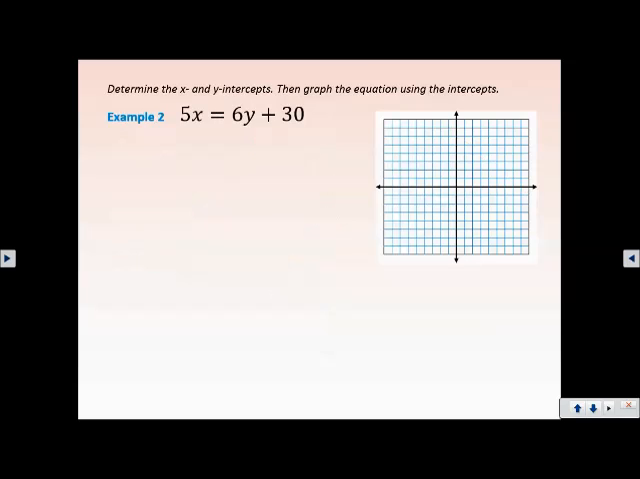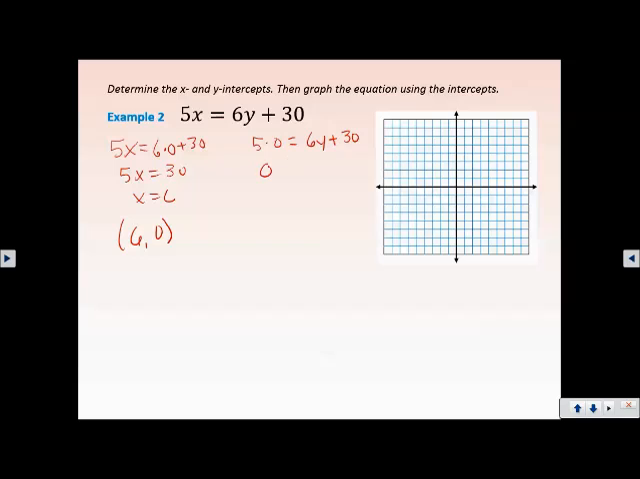All right, let's try another one. Let's find the x and y intercepts and then graph them to plot our line. To find the x-intercept, plug in 0 for y. 5x equals 30. x equals 6. Therefore, the x-intercept is 6, 0. The y-intercept, plug in 0 for x.